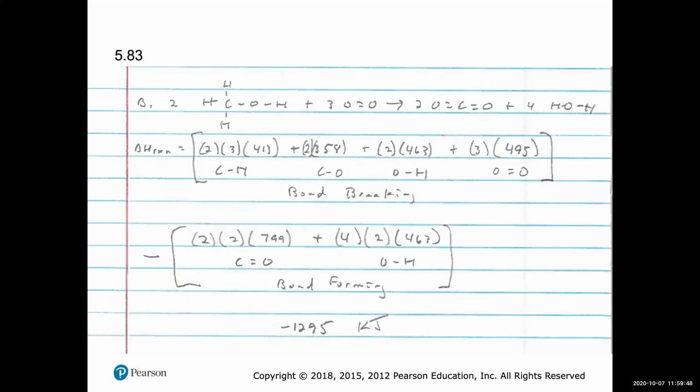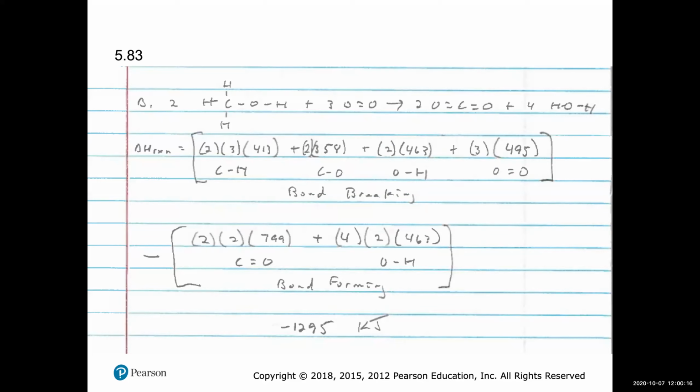So let's go through the first molecule. We see that there's 2 moles of that, because there's a coefficient of 2 in front. So it's 2, and let's look at the CH bonds first. How many CH bonds do we have? We have 3. So it's 2 times 3, and then the bond energy for the CH bond is 413. We would have gotten that from the table.